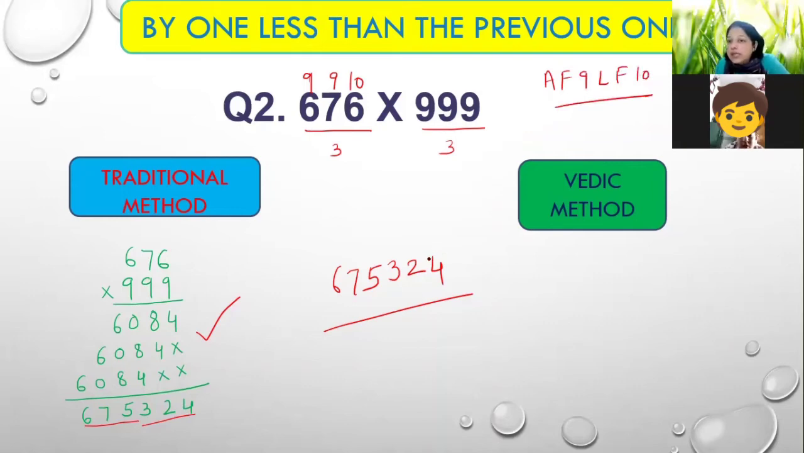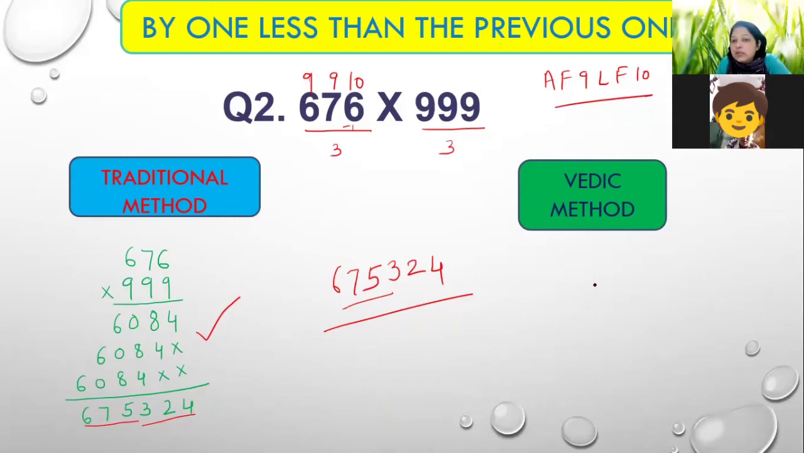All from 9, last from 10. So whenever we have to multiply any number by the same number of 9s, we apply this trick. First, we subtract 1 from the number 675, and then we subtract the number from 9, 9, 10. So in this way, you can calculate.